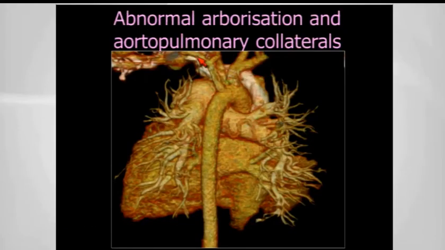This is a patient who has severe pulmonary arterial hypertension, huge pulmonary arteries, very easy to see, pruning peripherally, and again these very abnormal arborizations, 90-degree branches, really not normal.